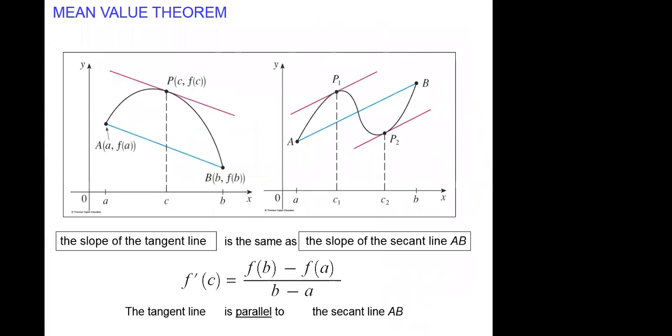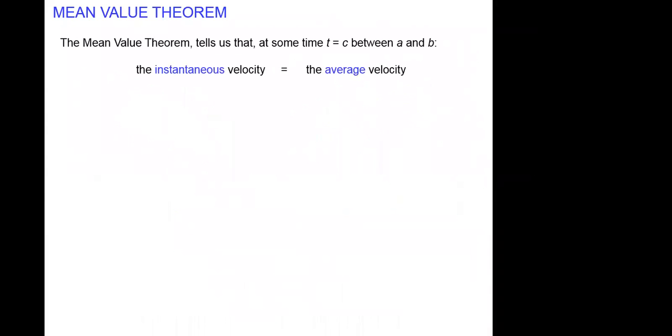Oh, okay, that's what I was trying to draw. We can see the point C exists. But this means that the tangent at the point C has exactly the same slope as the secant line. The slope of the tangent line is the same as the slope of the secant. The same slope means the lines are parallel. Nice interpretation.